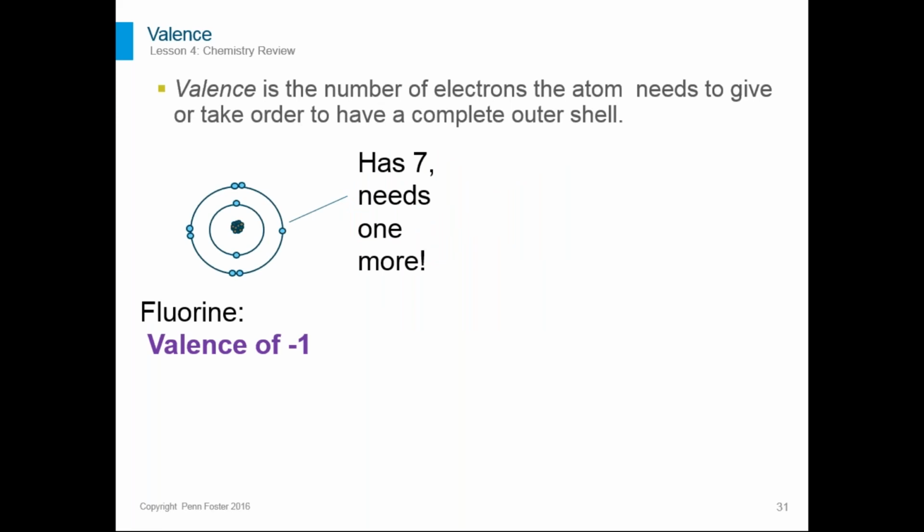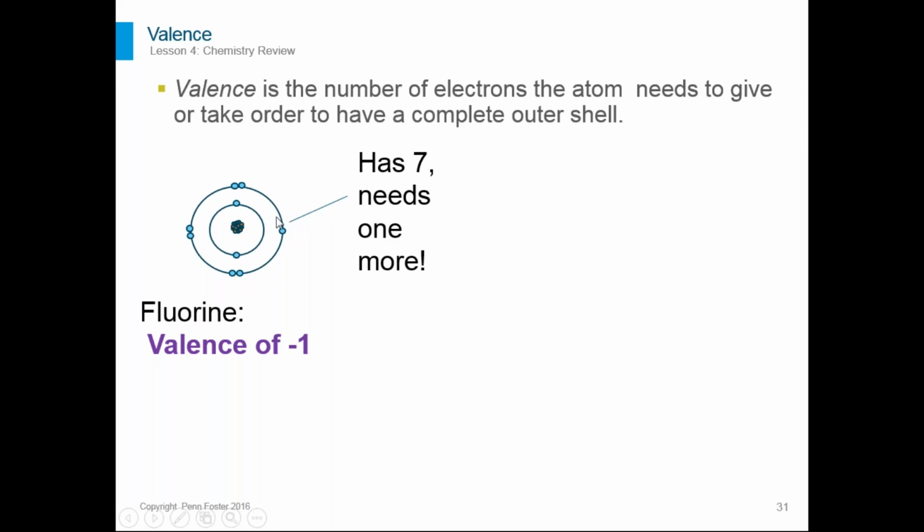The other way that valence is used is to describe the number of electrons that an atom needs to give or take in order to have a complete outer shell. So you learn when you look at the structure of the atoms that the first shell can have 2 electrons, and the second and third shells can each have 8 electrons. So in this example, we have fluorine, which has 7 electrons in its outside shell. It wants one more. It wants to fill it up. It wants to have 8.